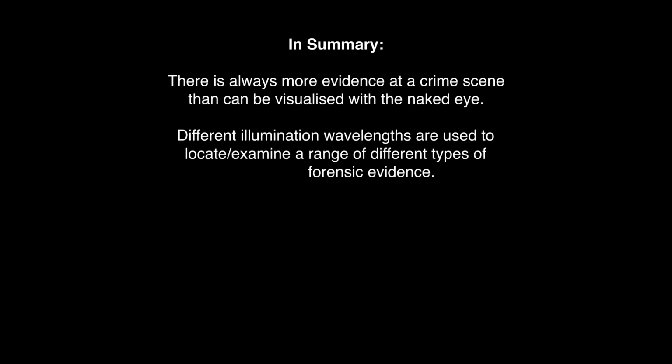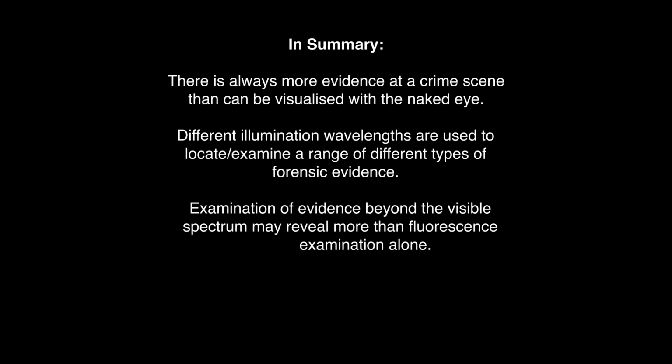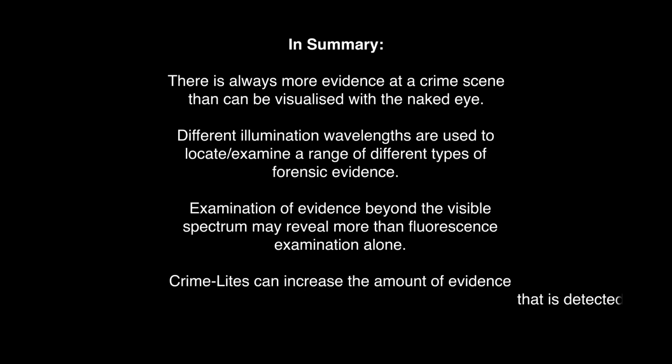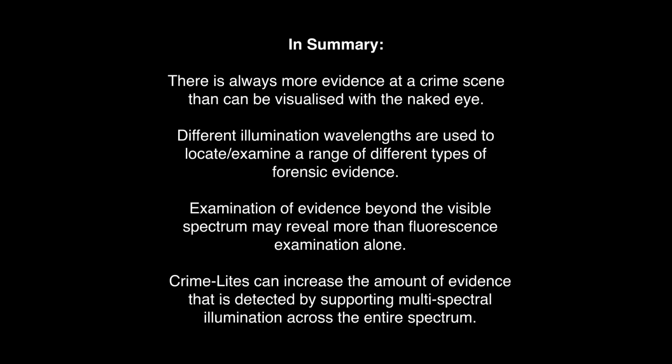In summary, there is always more evidence at the crime scene than can be visualised with the naked eye. Different illumination wavelengths are used to locate and examine a range of different types of forensic evidence. Examination of evidence beyond the visible spectrum may reveal more than fluorescence examination alone. And crime lights can increase the amount of evidence that is detected by supporting multispectral illumination across the entire spectrum.